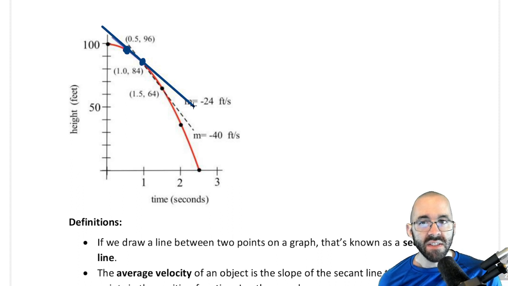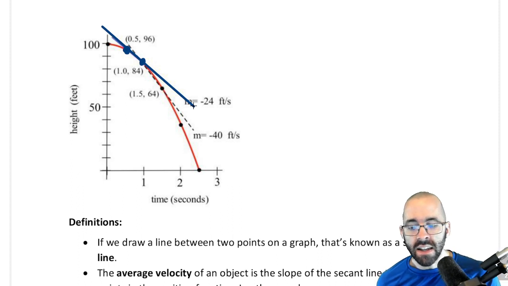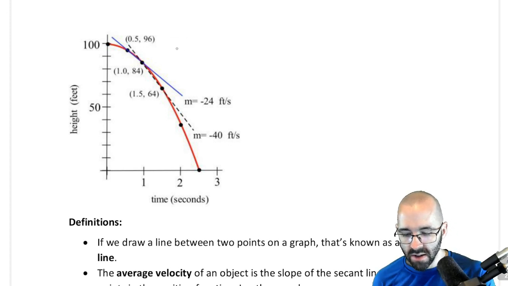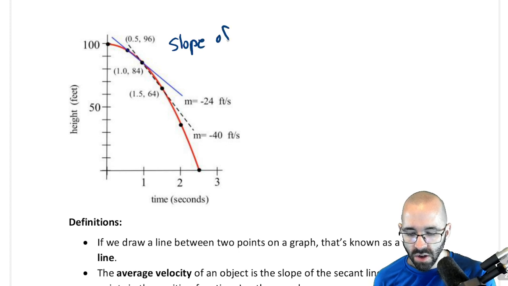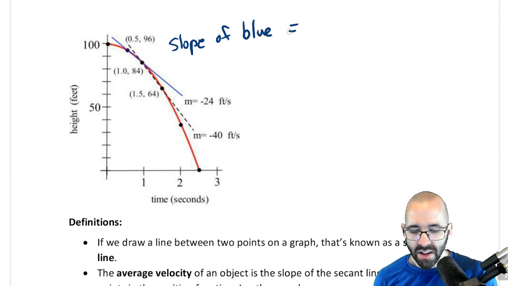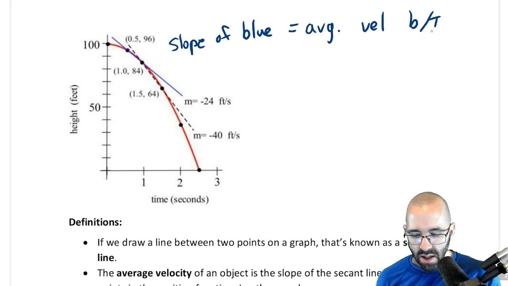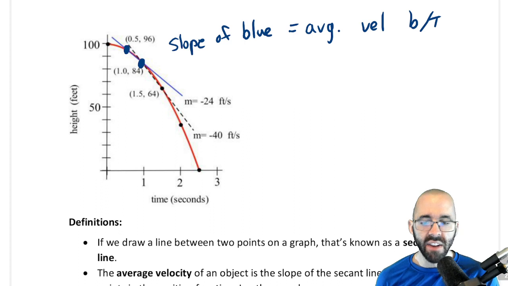And the slope of this secant line is the average velocity between these 2 points. So the slope of this blue line, slope of blue, equals average velocity between, I can write my shorthand, blue is this point and this point, so between half a second and 1 second.